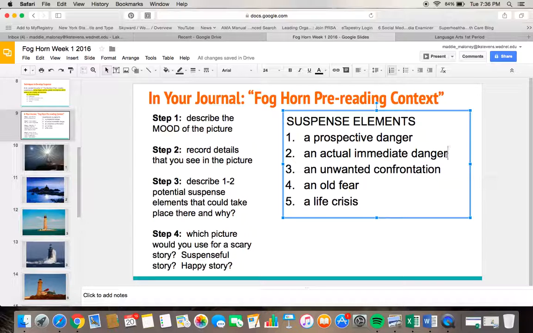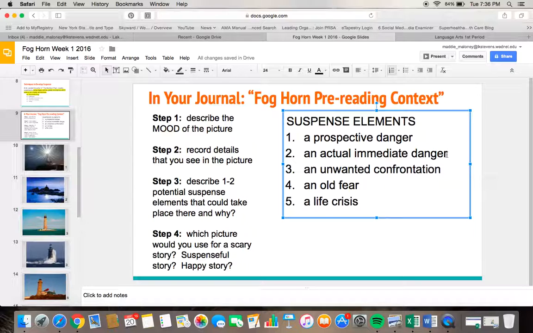Another unwanted confrontation would be if someone walks up to you and says, hey, give me your wallet and your cell phone. They confront you and they steal your things. Okay, my third example had to do with an animal. We are looking at pictures of lighthouses because that's what our story is about. So in some of them, maybe an unwanted confrontation is if a seagull attacks you. Again, it's kind of silly, it's an animal, but at the same time, it could cause suspense, you never know. So 4 and 5 are pretty self-explanatory. If any of these pictures seems like it would work well with an old fear that someone had or a life crisis, I'm not going to really explain those.